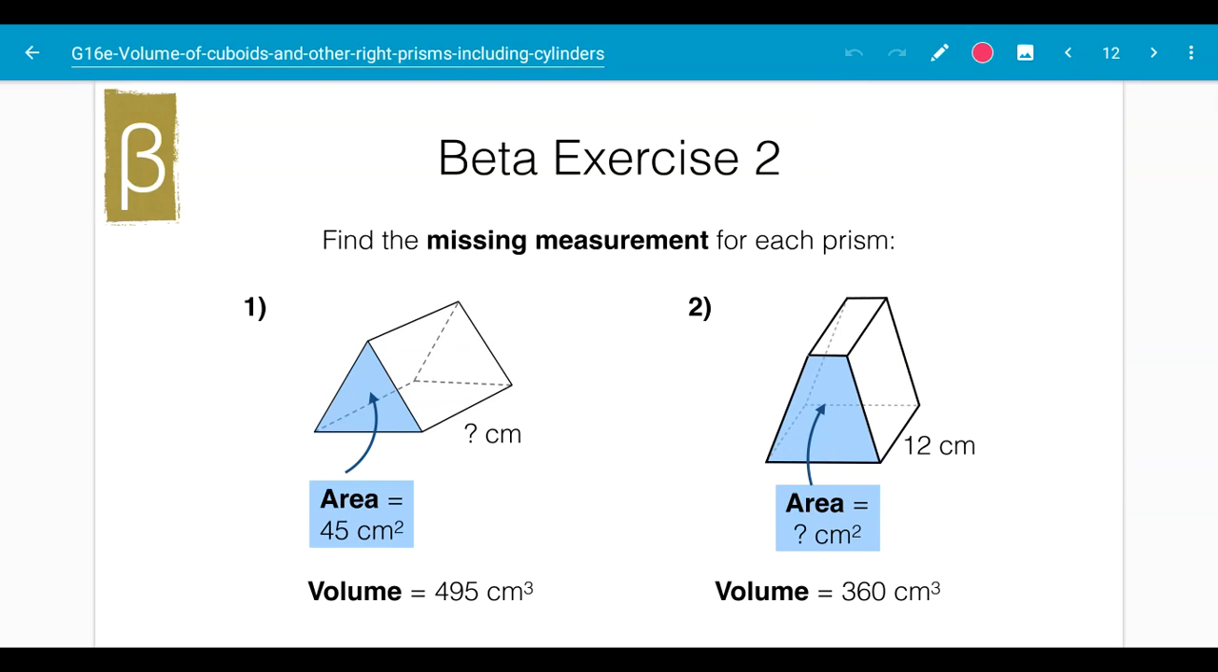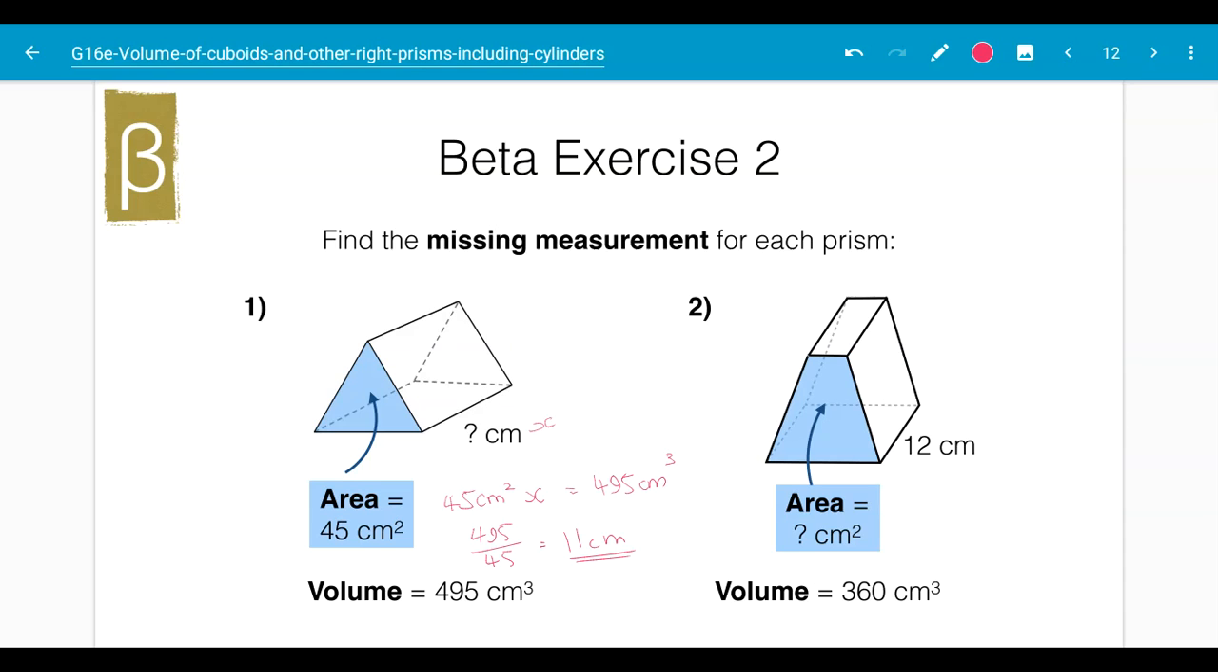Again, I'll give you a bit of time to try these ones. So this one, we know what the volume is and we know the cross-sectional area. We just need to know what the length was. So let's just say that this is x. I know that 45 centimeters squared multiplied by x is equal to 495. Well, I can do some division and say 495 divided by 45 is 11. So that length is 11 centimeters.